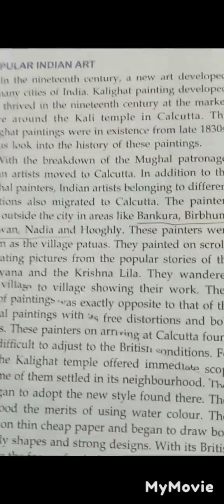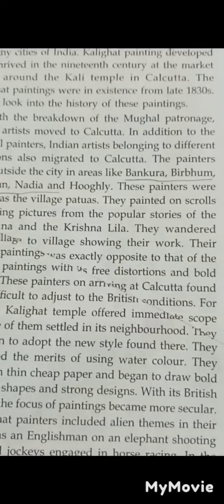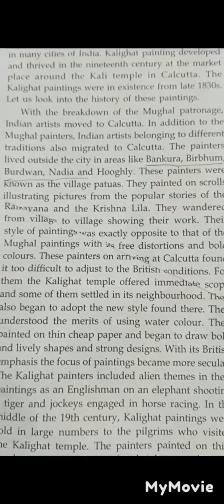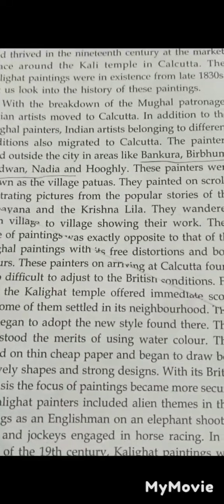So here now we are going to see how Indian art developed. What happened here with the breakdown of the Mughal patronage, as we have seen in the previous lessons also, that the Mughals were taking interest in paintings, so they were great patrons of the paintings. But now, with the breakdown of Mughal patronage, the Indian artists moved to Calcutta. In addition to the Mughal painters, Indian artists belonging to different traditions also migrated to Calcutta.